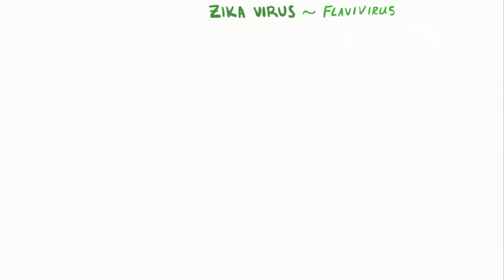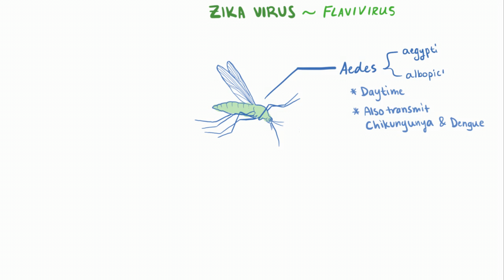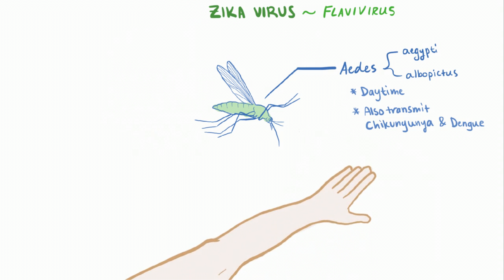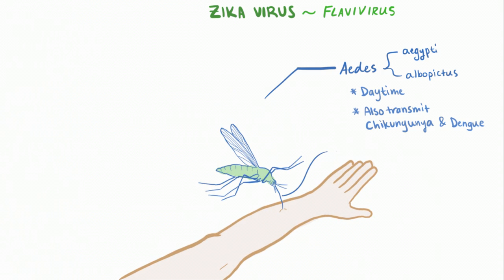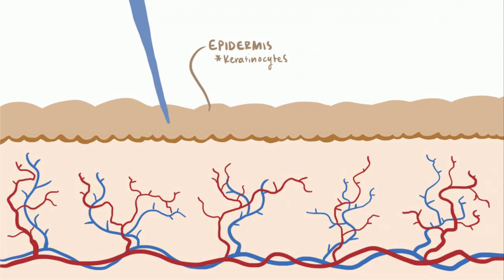Now the Zika virus is transmitted via mosquitoes in the Aedes genus. These bloodthirsty little guys can bite at night, but are mostly active during the daytime. Aedes mosquitoes are also the same ones that transmit chikungunya fever and dengue fever. When Aedes aegypti, or Aedes albopictus, both species of the Aedes mosquito, lands on your skin and sticks in its long nose, or proboscis, it pierces the epidermis, which is the topmost layer, composed almost entirely of keratinocytes. Keratinocytes basically serve to protect against foreign pathogens, and it's typically pretty good at that.